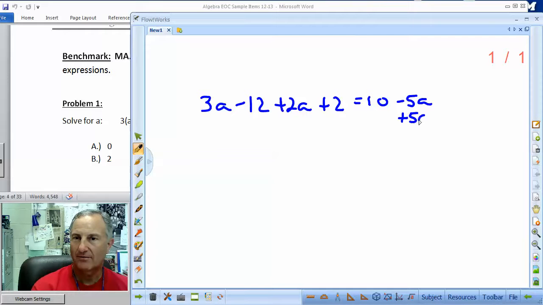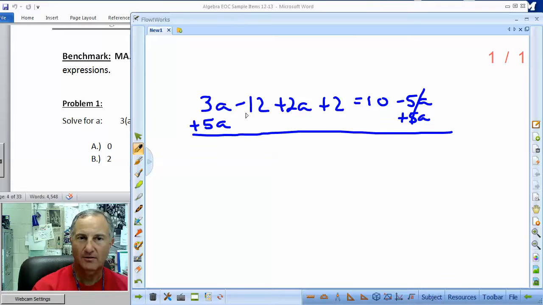So I'm going to add the 5a here, undo that multiplication there. You can only combine like terms, so it's going to go right there. Okay, so that cancels out. I get 8a. And then I've got, probably should have combined like terms here first, but I've got a negative 12 plus 2, so that's going to be a minus 10, plus that 2a equals 10.